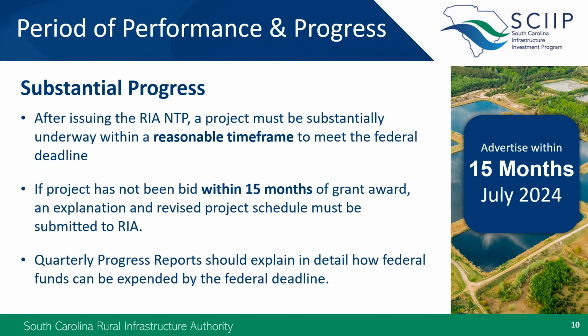Upon issuing the RIA notice to proceed, a project must be substantially underway within a reasonable time frame to meet the schedule. By substantially underway, I mean that within 15 months of award or July 2024, the project or projects should be advertised. If construction work has not been advertised for bid within 15 months of grant award, or if at any time the project falls substantially behind the schedule proposed in the approved application, the grantee must provide an explanation for delays, as well as an updated project schedule showing detailed tasks to be accomplished and estimated completion dates.